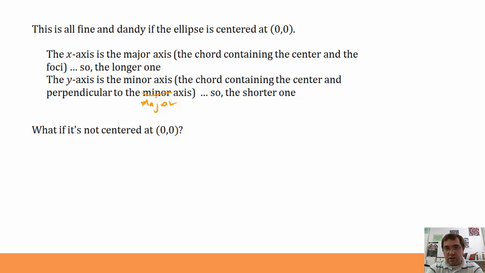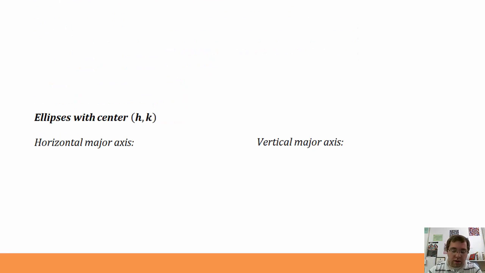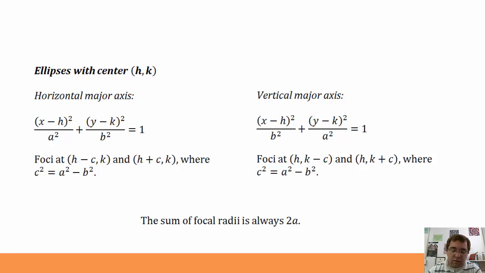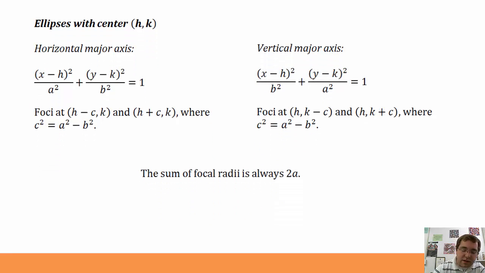So what if it's not centered at (0, 0)? It certainly doesn't have to be. It could be anywhere in the coordinate plane. That brings us to these formulas. If our ellipse has a center of (h, k), same letters we use for the center of a circle and for the vertex of a parabola, then there's two options. Either its major axis is horizontal, so it's elongated like this, or its major axis is vertical, so it's elongated like this. If its major axis is horizontal, then the a squared is underneath the x term, and the b squared is underneath the y term.